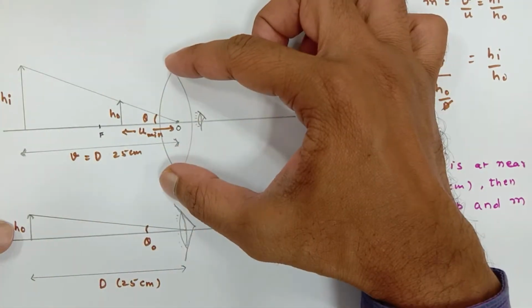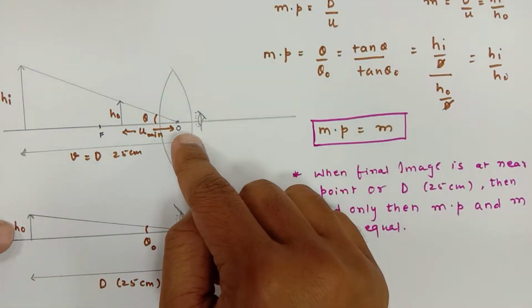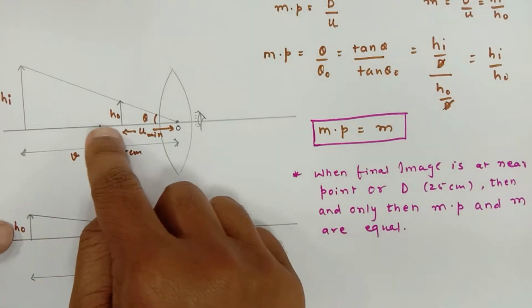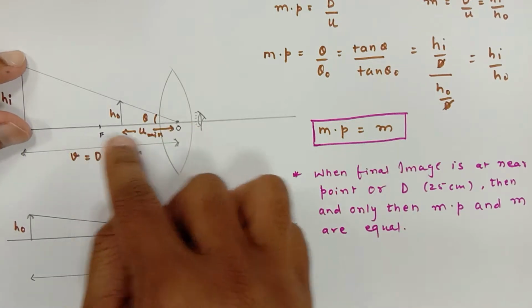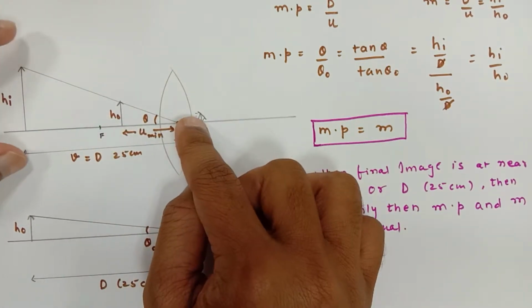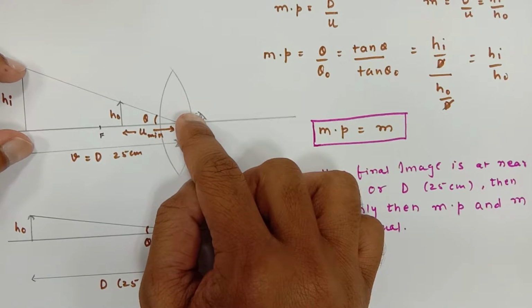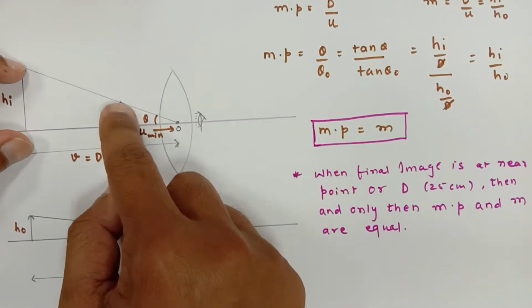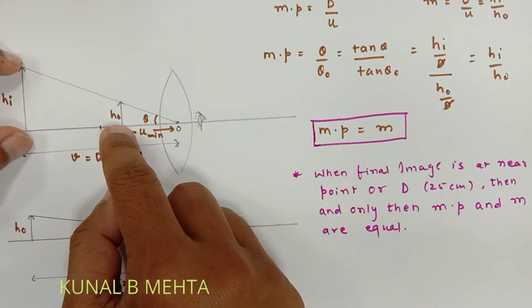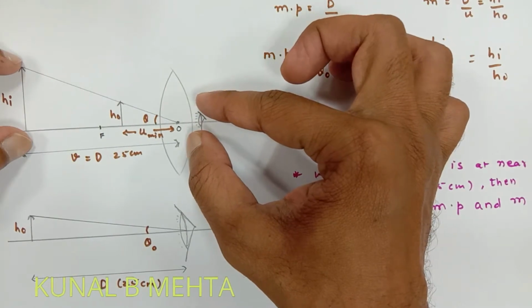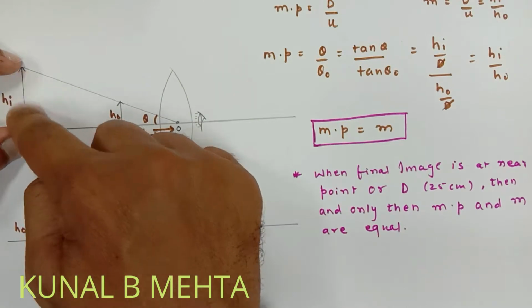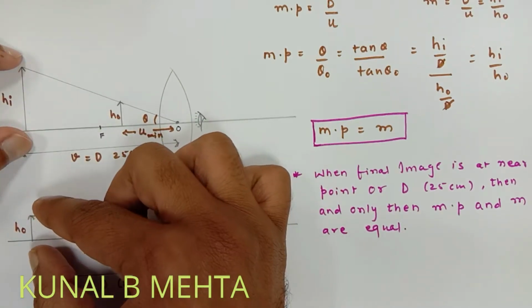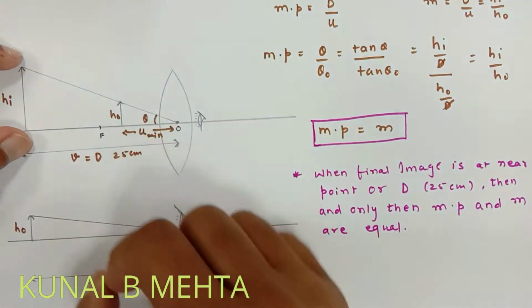So we use a simple microscope or a single convex lens, and we keep this object between F and O such that we get the magnified image. We know that when any object is kept between F and O, we get a highly enlarged and virtual image. So this is height HO and this is the height of the image. When we see from here, our eye is very near to the lens. We don't see this, we see this. So this object, now you are seeing it in a bigger way.